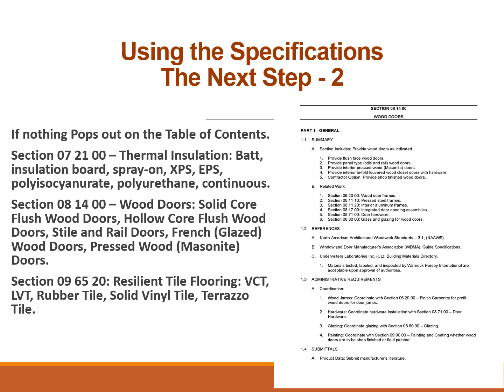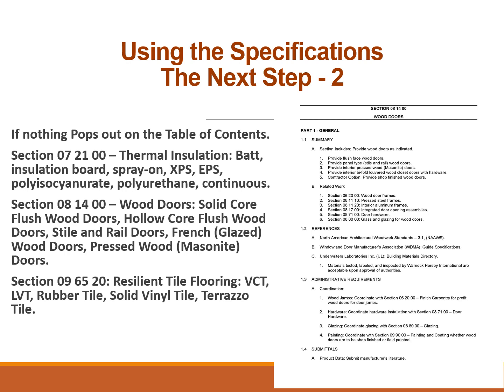Now there could also be separate sections for flush face wood doors, style and rail doors, and masonite doors. But there's no reason why you can't combine all the requirements in one section if it seems to make sense and doesn't create an overvoluminous section.